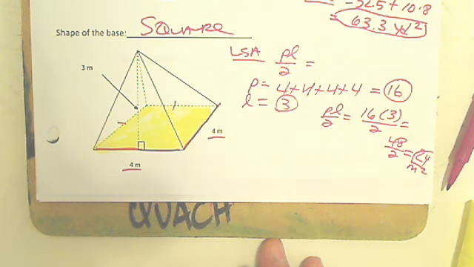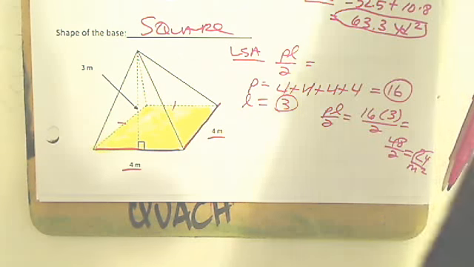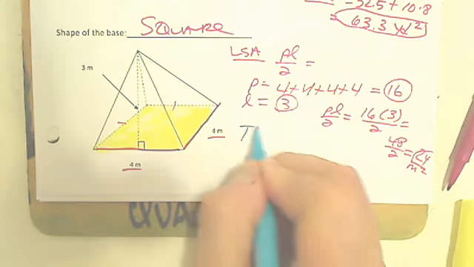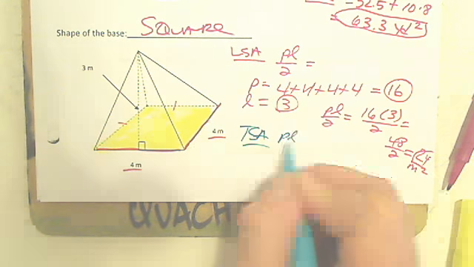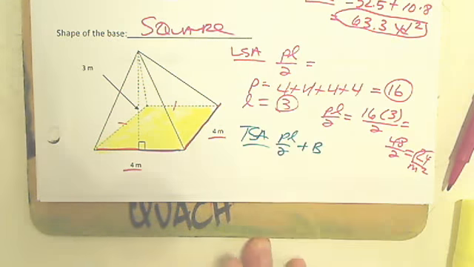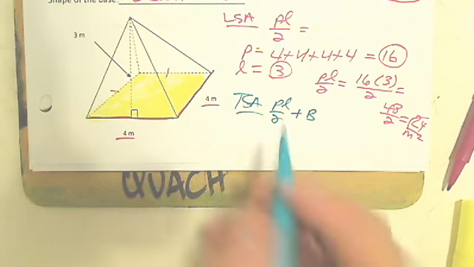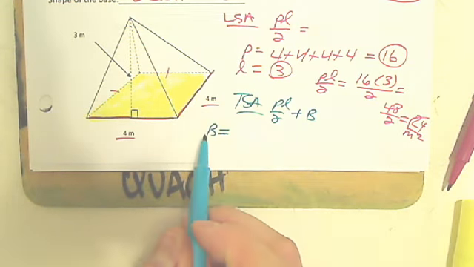Questions on that? Now, to find the total, to find the total, we already have PL divided by 2. Now just add the B. How do I find the area of the base?